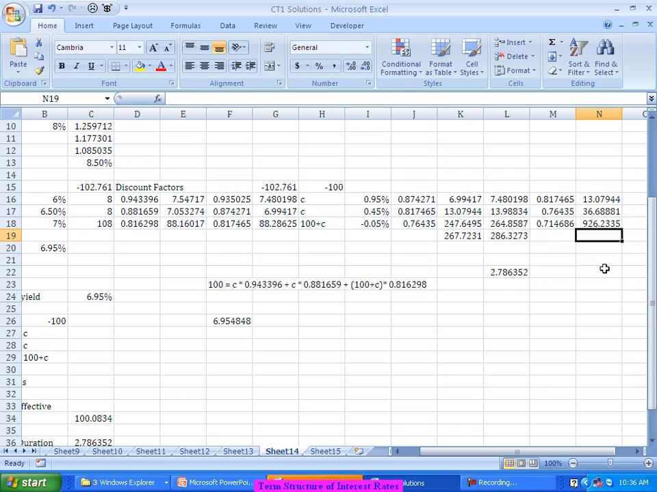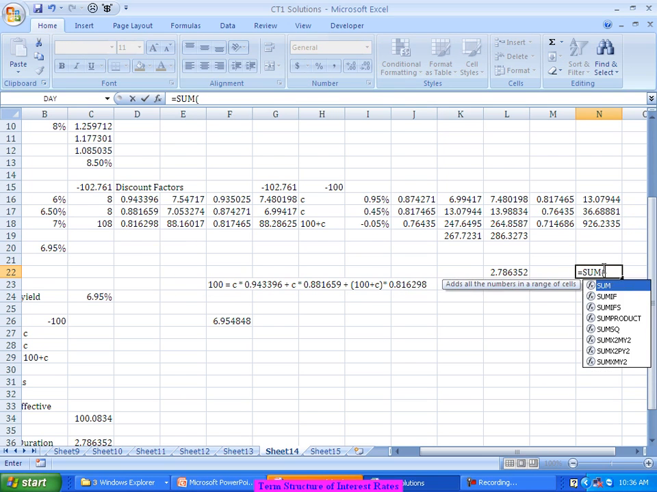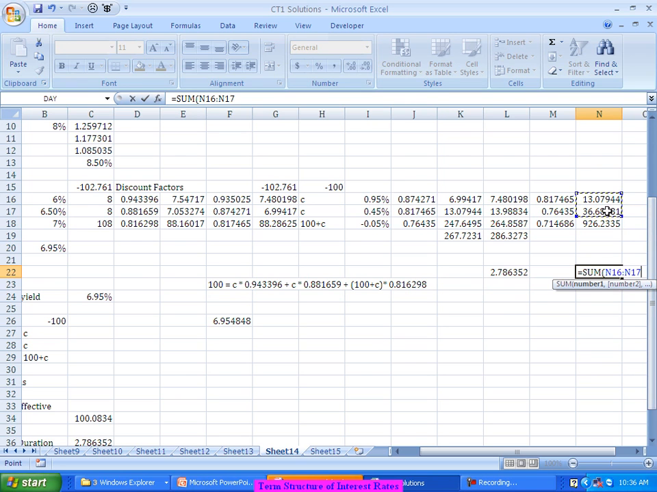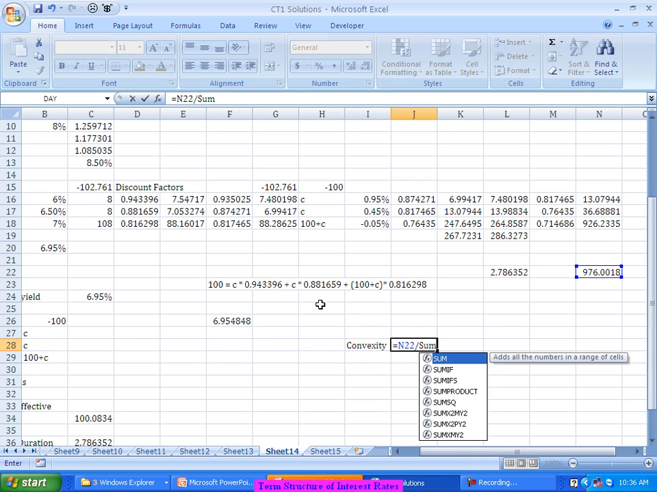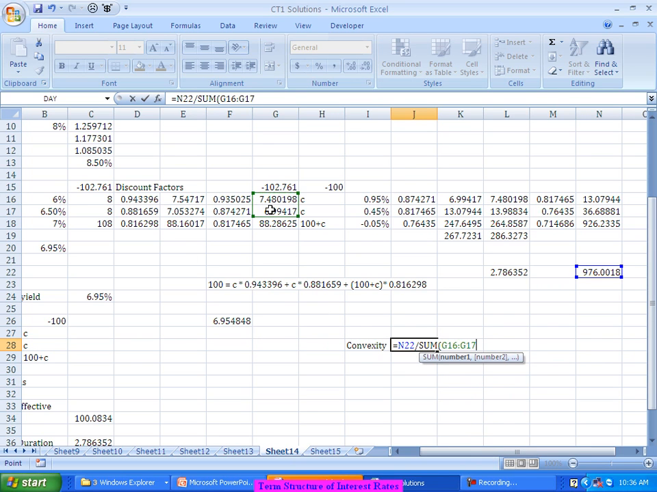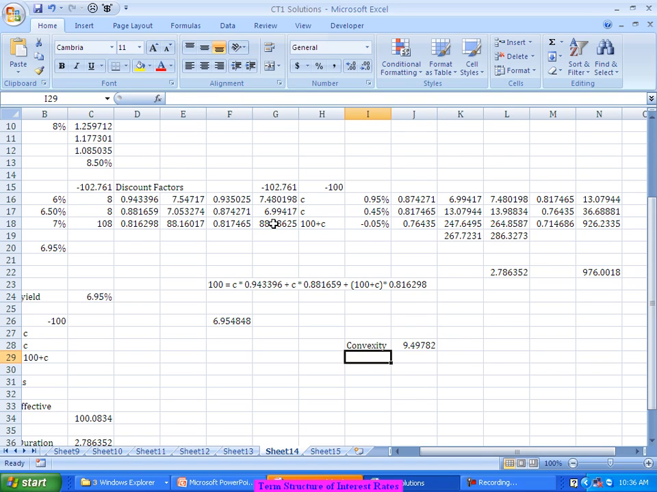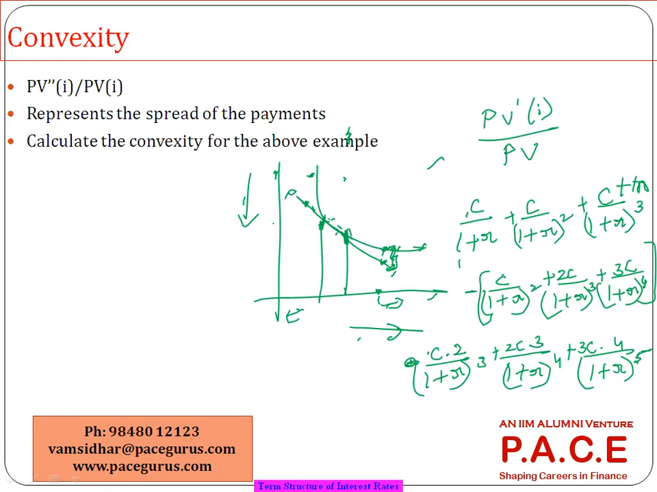So the summing of all these things is what is PV double dash of I. So this is the value of PV double dash of I, and from here I can find out the convexity factor, which is nothing but PV double dash of I divided by PV of I. PV of I is nothing but the sum of the present values or the price associated with it, which is nothing but 9.49. So in this case, the convexity is 9.49.